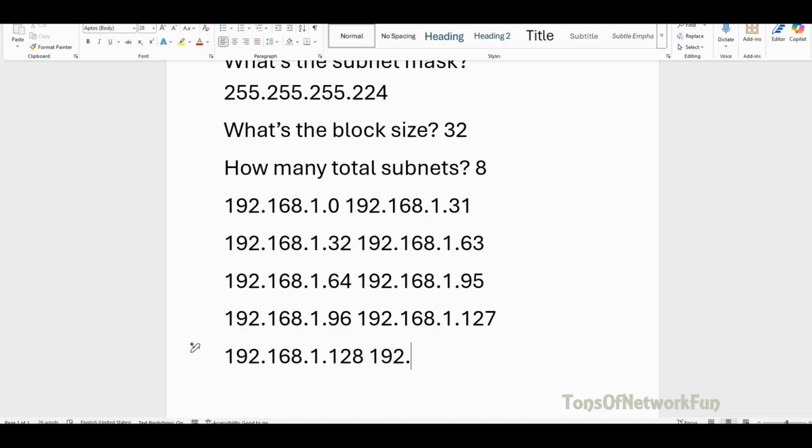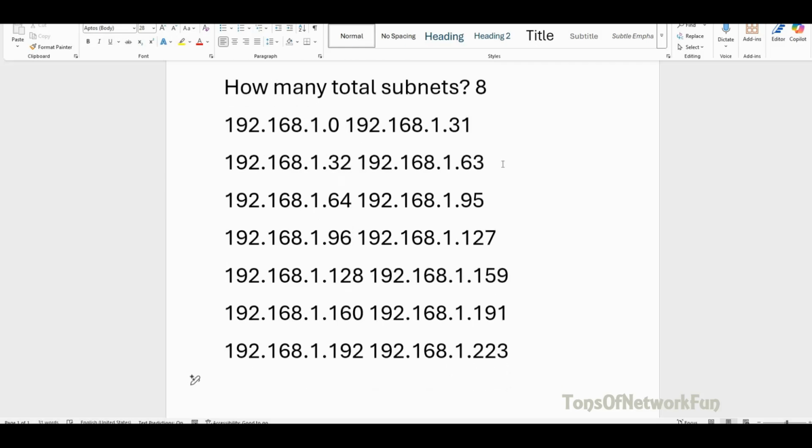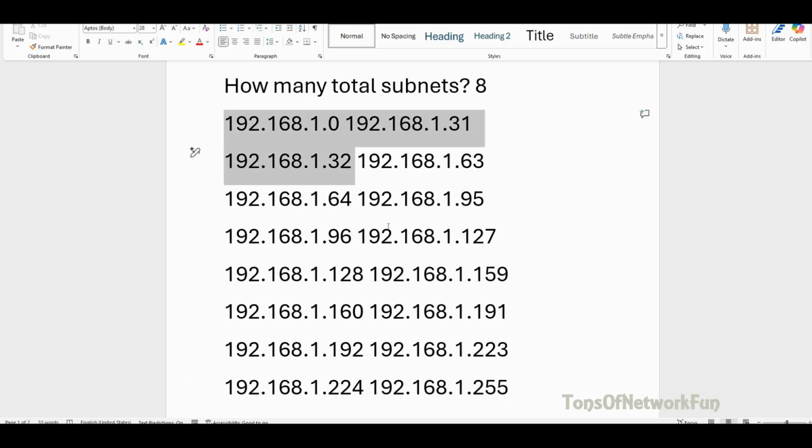Fifth one, 192.168.1.128 to 192.168.1.159, because 128 plus 32 is 160, minus 1 is 159. And sixth one, 192.168.1.160, 192.168.1.191. Now seventh, 192.168.1.192, 192.168.1.223. And the last one, eighth one, 192.168.1.224 all the way to 192.168.1.255. So these are the 8 subnets we get.